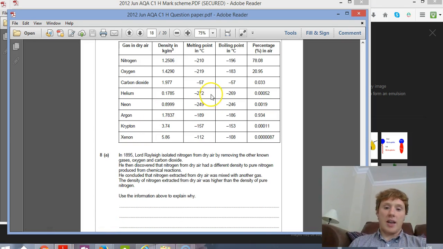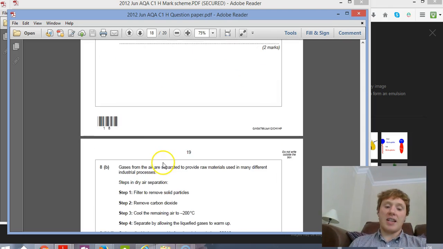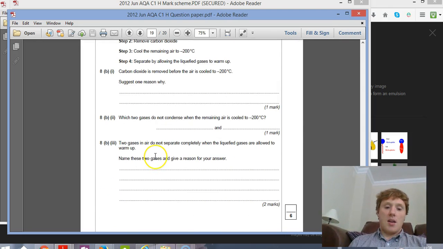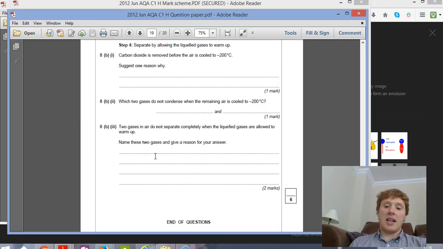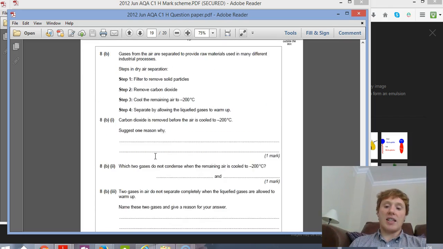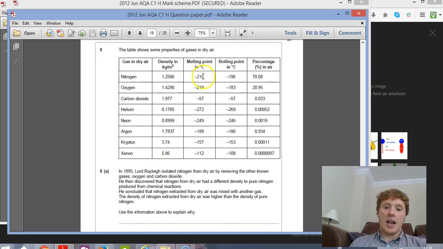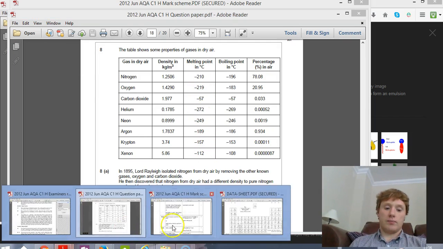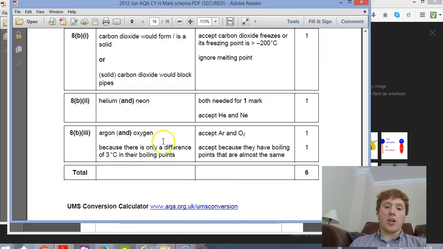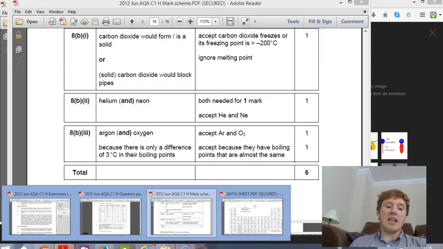Because if you look at their boiling points, they are below -200, which means they haven't condensed yet. 2 gases in the air do not separate completely. Name these 2 gases and give a reason for your answer. Once again, look at this. Off you go. The answers are argon and oxygen because there's only a difference of 3 degrees.